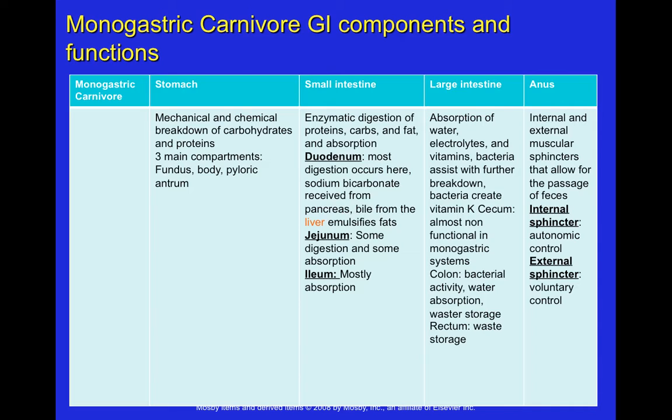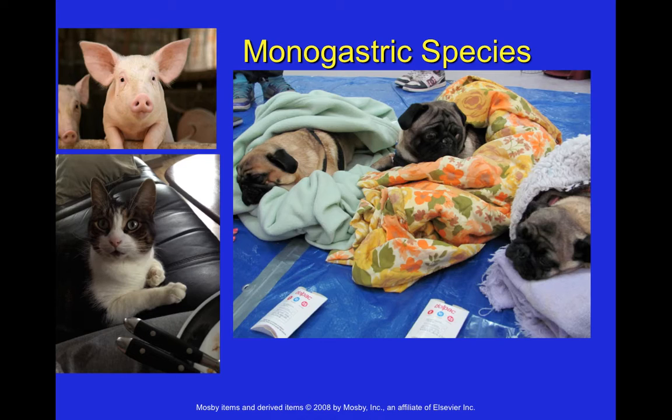The internal sphincter is on autonomic control, so they don't have voluntary control of the internal sphincter. The external sphincter, they have voluntary control over. However, if they hold it too long and they gotta go, then they suddenly start to lose that control.